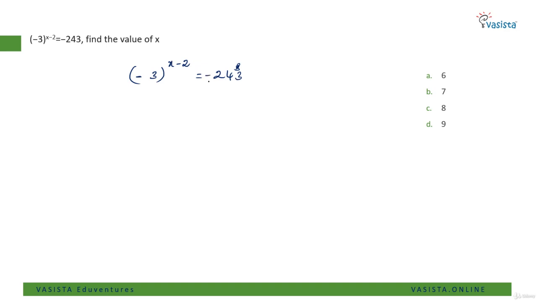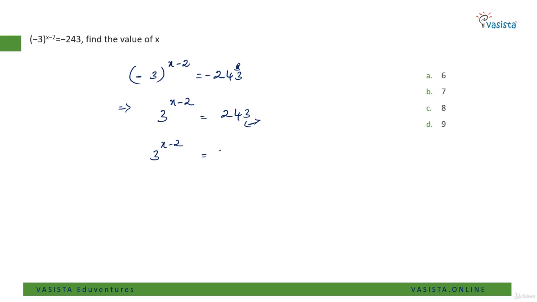In the RHS and LHS, the negative sign is there, so you can cancel it. This will become 3 to the power of x minus 2 is equal to 243. Now, this side is in the exponent form and this is in the normal number. So what you can do is convert 243 into this format, because the base should be 3 only. That's what I can do now.